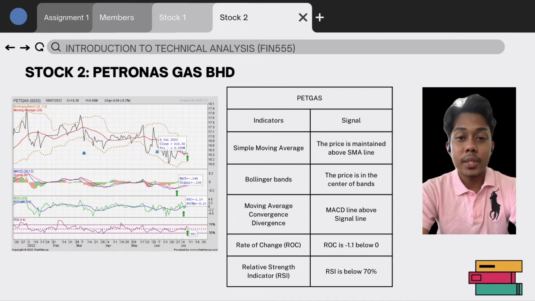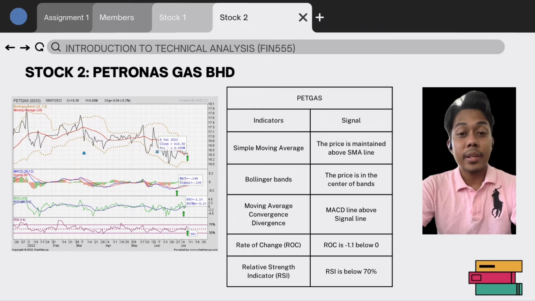Besides that, ROC crossed down the ROC MA line and is at negative 1.1, which means below 0. When ROC is below 0, it indicates a buy signal. RSI is in between oversold and overbought, at 58.3%. The price still has a chance to go up as it is still below the overbought region. This means that we can still buy the stock and sell when it reaches 70%, the overbought region.